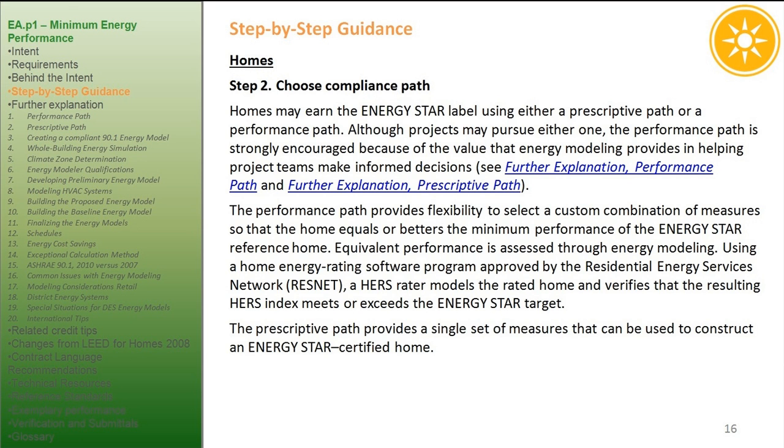The performance path provides flexibility to select a custom combination of measures so that the home equals or betters the minimum performance of the ENERGY STAR reference home. Equivalent performance is assessed through energy modeling. Using a home energy rating software program approved by the Residential Energy Services Network (RESNET), a HERS rater models the rated home and verifies that the resulting HERS index meets or exceeds the ENERGY STAR target. The prescriptive path provides a single set of measures that can be used to construct an ENERGY STAR certified home.